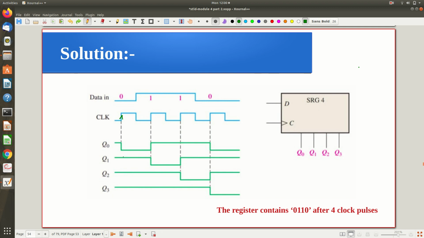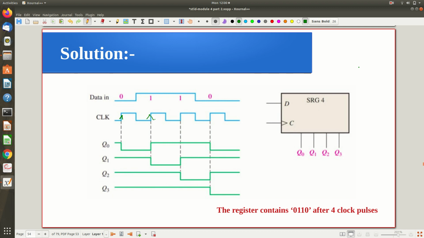So let's see what they are doing. Q0 is the output of the first flip-flop, that alone is getting 0, okay? So the others are now at 1. They are continuing their initial state, that is active high voltage, right?